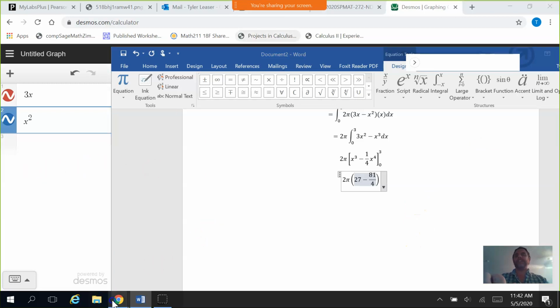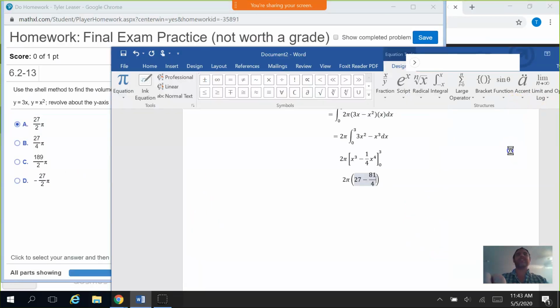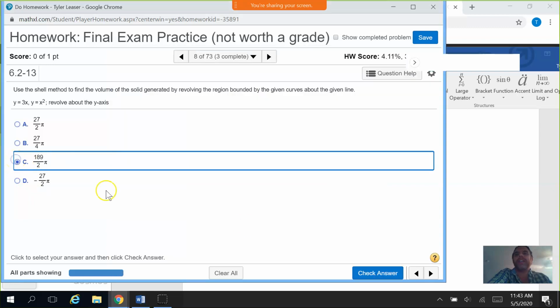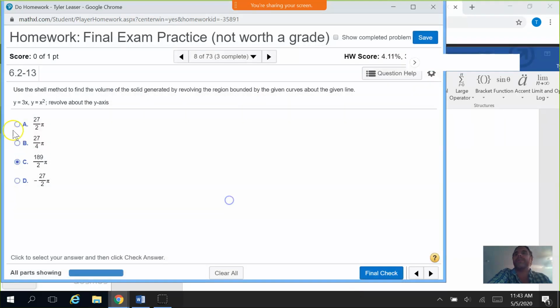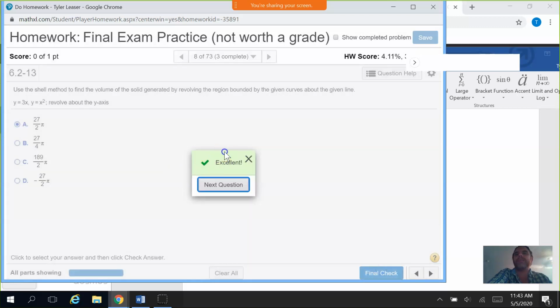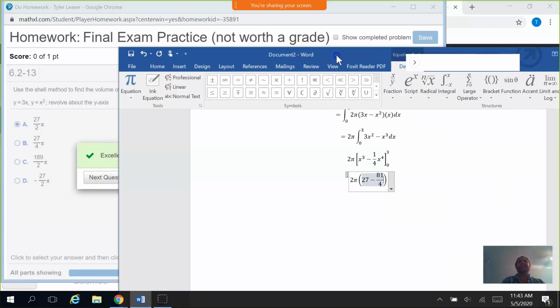All right. And then just go back to the homeworks to see if this matches anything. 27 minus 81/4 times 2 is definitely one of these numbers. I'm going with this one. I like that one. Oh, no. All right, it's got to be that one. All right, great.